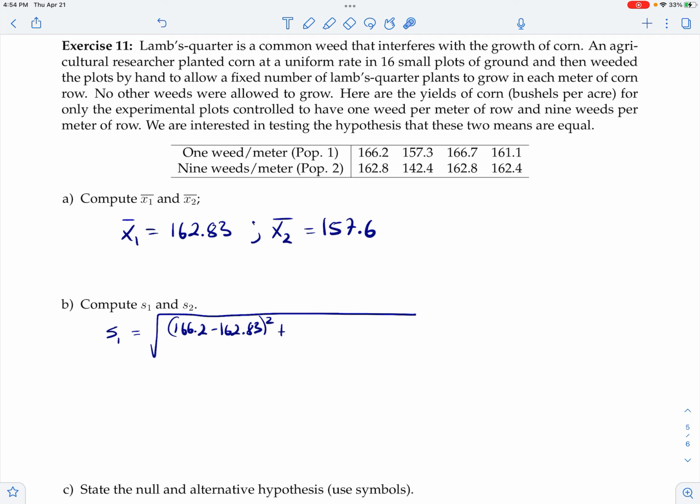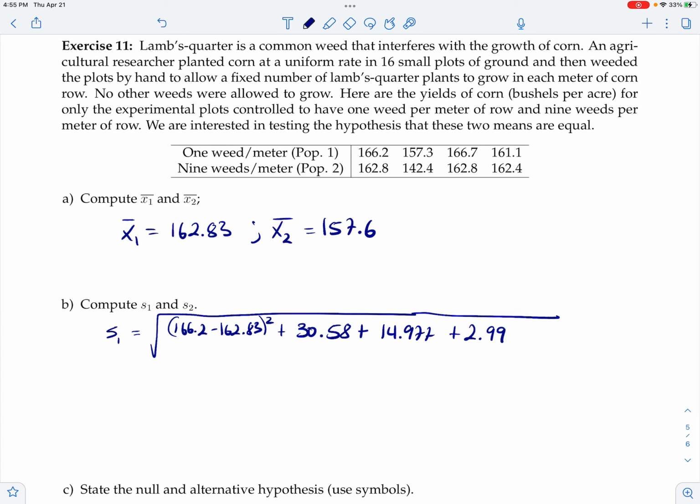and let me do the next one. So I get 157 minus the mean of 162, and then I square that, and you'll end up with a 30.58. 166 minus 162, you'll end up with 14.977, and then the last one, 161 minus 162, you'll end up with 2.99.